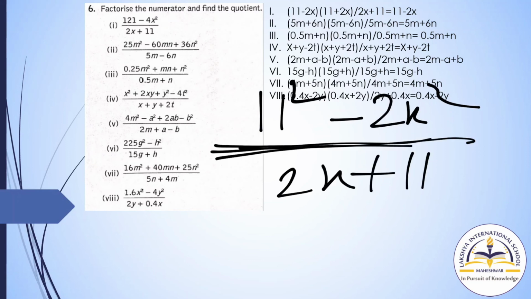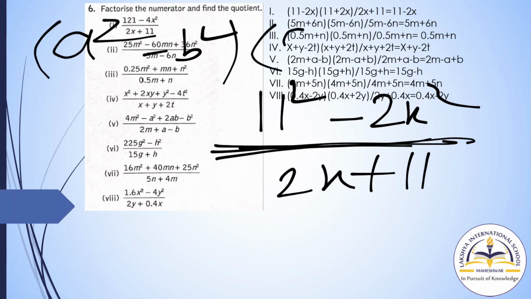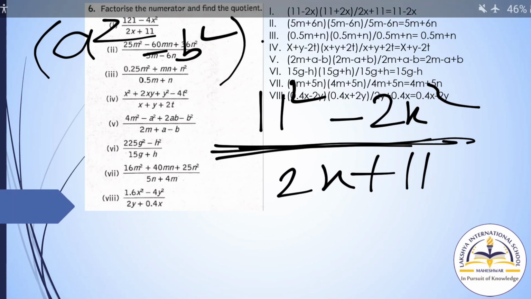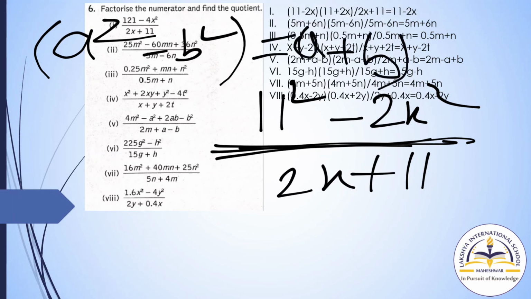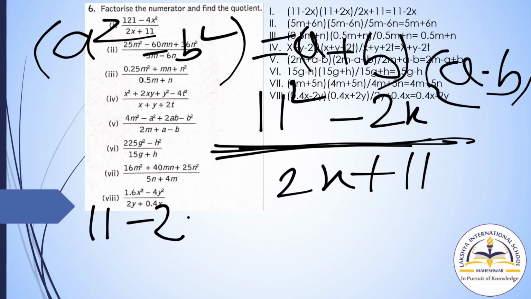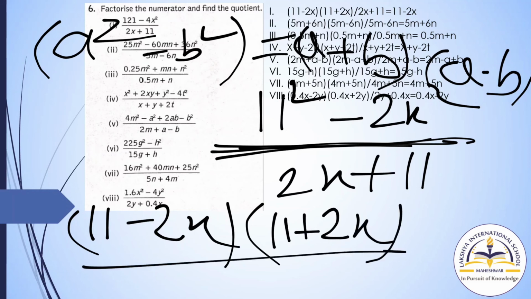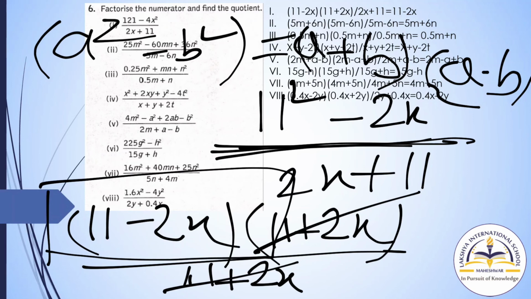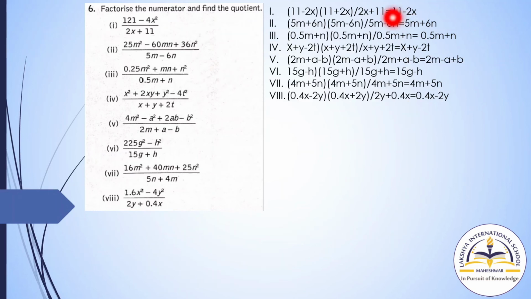Now we can write that according to the identity, that is a square minus b square, we will get a plus b and a minus b. So what will be it? 11 minus 2x and 11 plus 2x, now divided by 11 plus 2x. Now you can see 11 plus 2x, 11 plus 2x will cancel out. What will be the answer remaining? That is 11 minus 2x. So 11 minus 2x will be the answer.